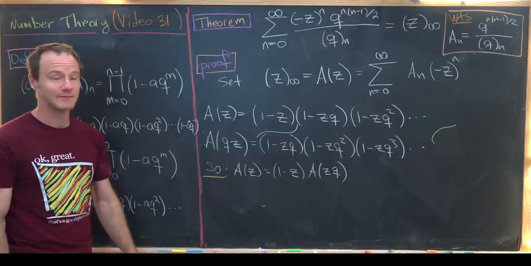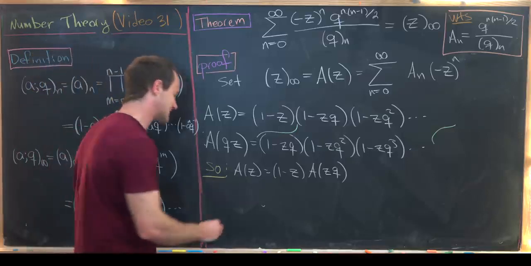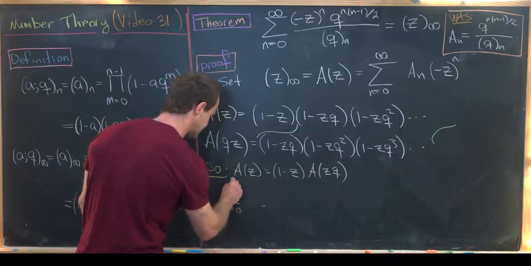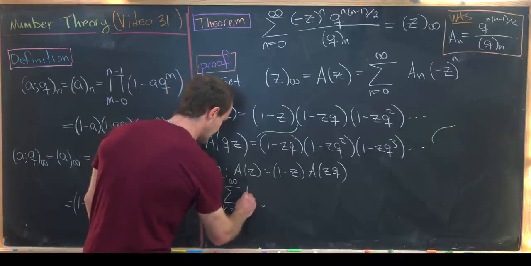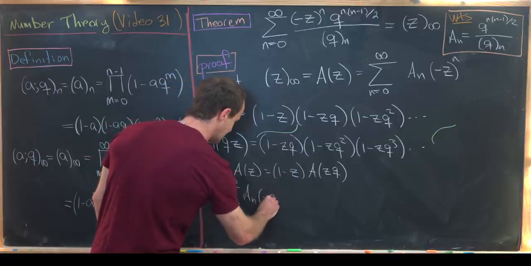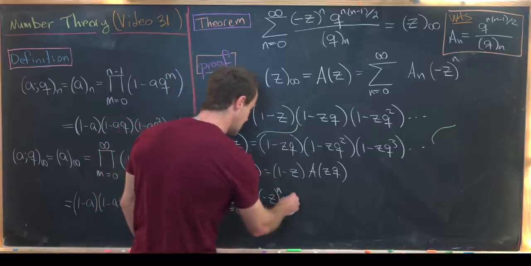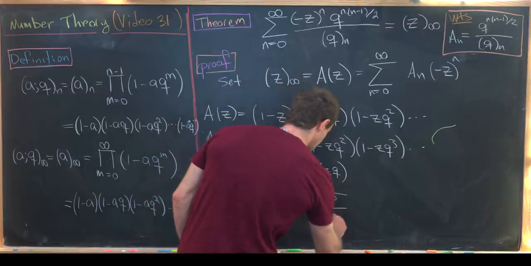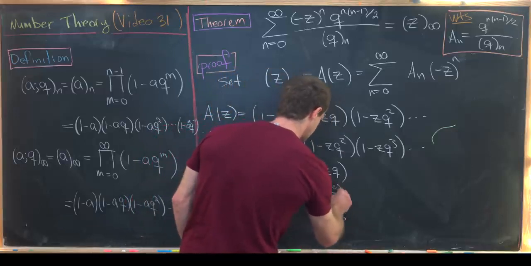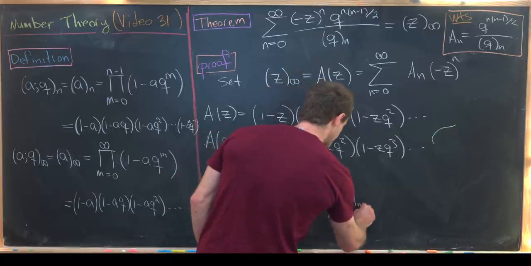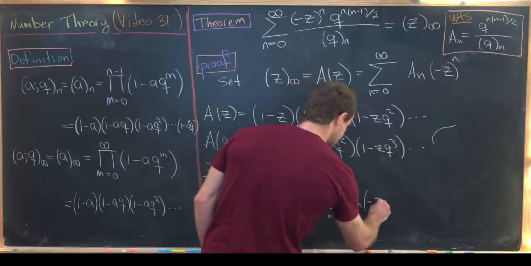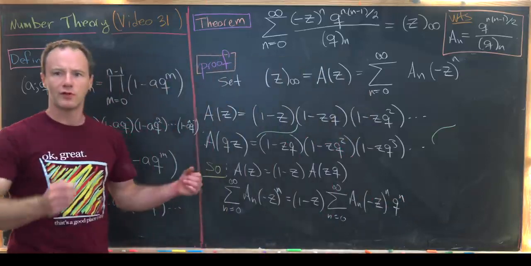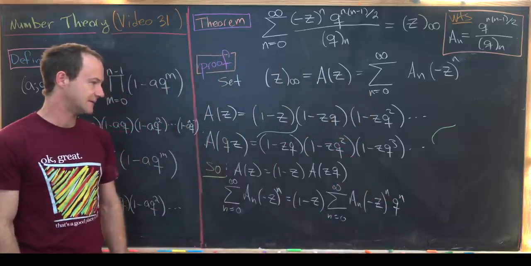Now we're going to play the same game that we did before. We're going to expand each of these. So this is going to be the sum as n goes from 0 up to infinity of a_n (minus z)^n equals (1 minus z), and then my sum as n goes from 0 up to infinity of a_n (minus z)^n q^n. I'll pull those apart just kind of as needed.